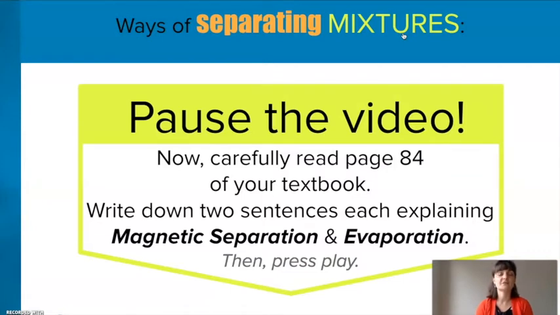All right, you've just answered those questions, and now you're going to get straight back into finding out more about ways of separating mixtures. You're going to turn to page 84 of your textbook and you're going to write down 2 sentences each explaining magnetic separation and then evaporation. Once you've done, you know what to do. Press play.